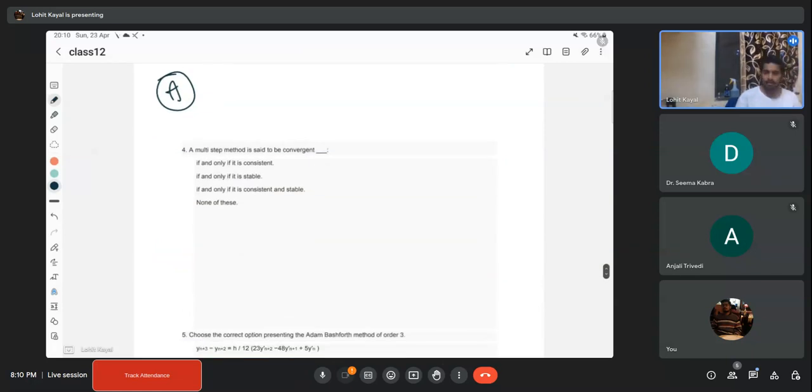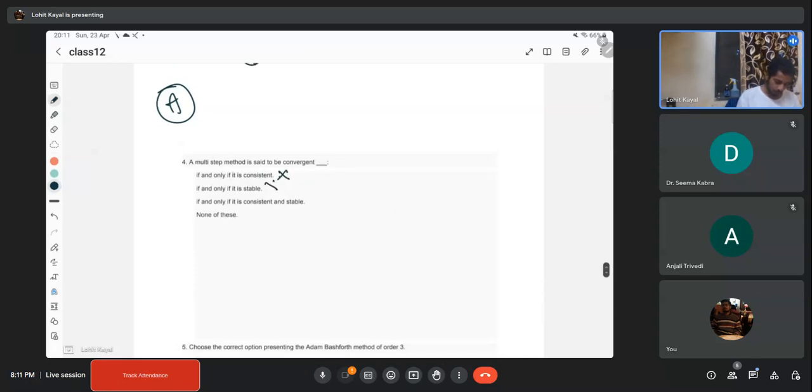Now another conceptual question: a multi-step method is said to be convergent if it is only consistent, no. Only stable, no. If it is only consistent and stable, yeah. So this will be the correct answer. Our solution always has to be solved. If you want to apply this multi-step method, it has to be consistent and stable. Both conditions have to be satisfied. So this is the correct answer. So option C is the correct choice.